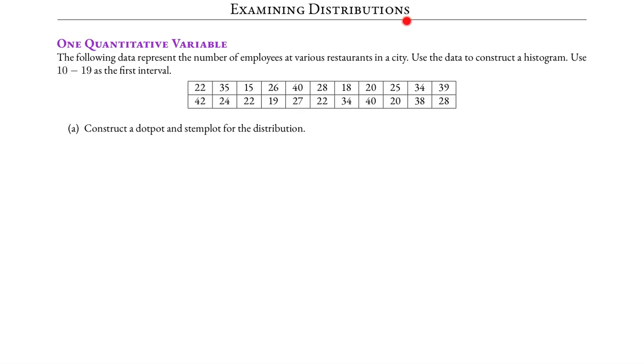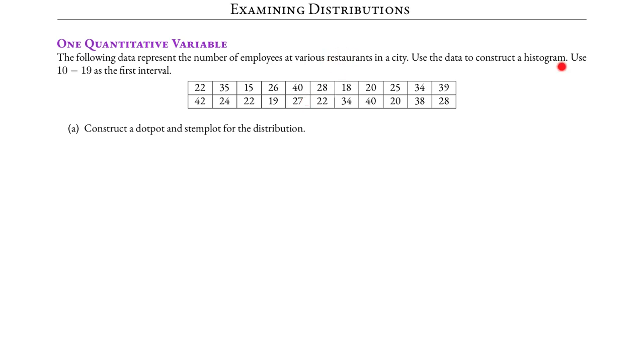Examining distributions for one quantitative variable. Recall that quantitative variables are variables that are numerical values. However, not only are they numerical, the arithmetic of those numbers makes sense as well. Consider this example. The following data represent the number of employees at various restaurants in a city. These values vary depending on the restaurant.